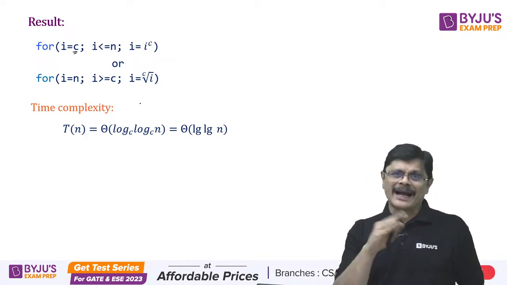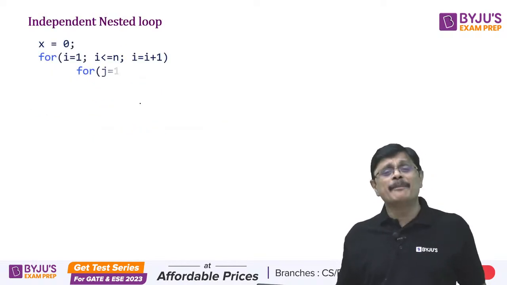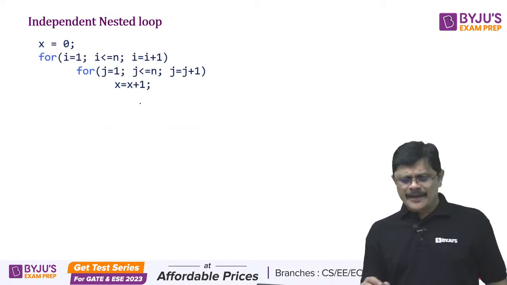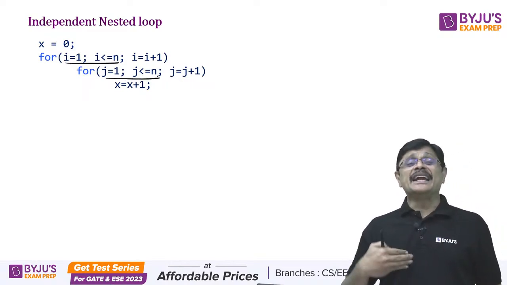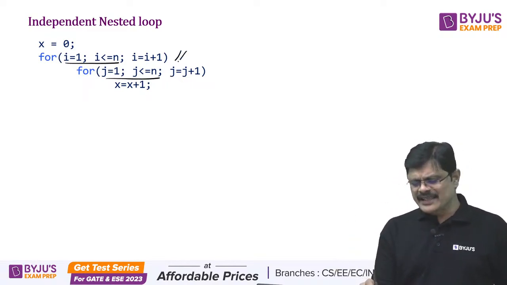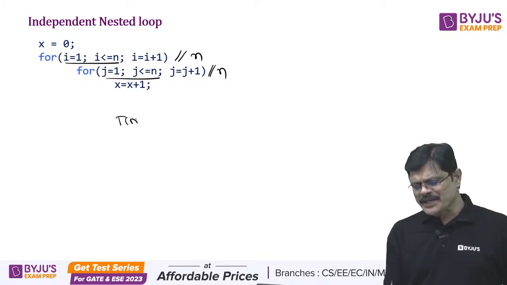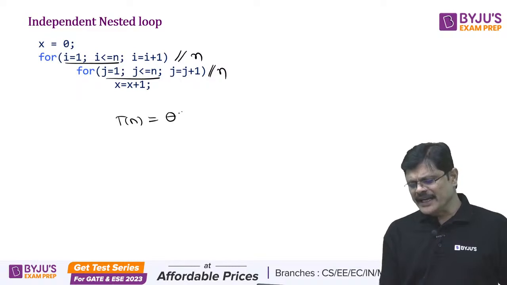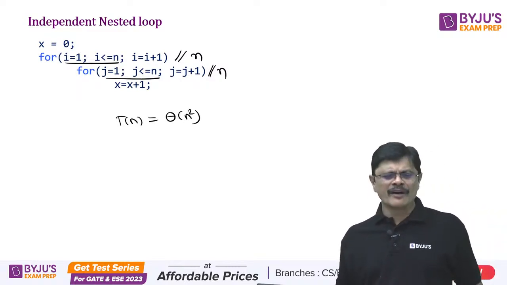Then they will combine them in the form of nested loops. The nested loop may be an independent nested loop. See here, the values of i and j do not depend on each other. This is called an independent nested loop. Here the outer loop iterates n times, and the inner also iterates n times. So the time complexity is simply the product of them: theta n into n, that is theta n square.